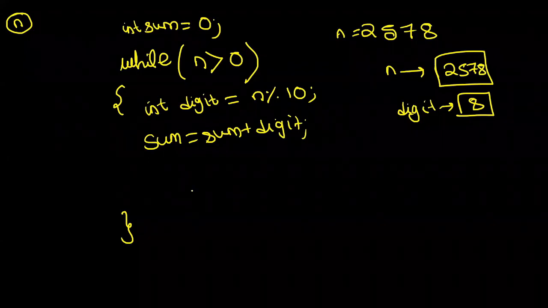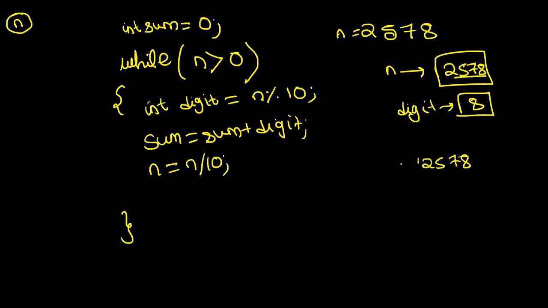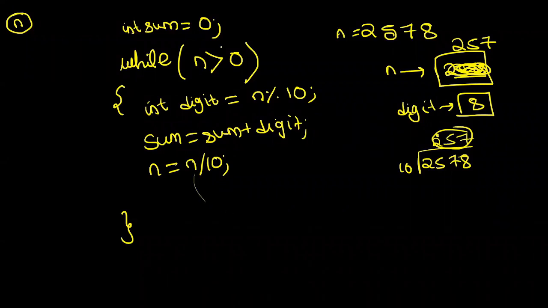So what do I do, guys? I do n is equal to n divided by 10. So when I do this, what is the value of n? n is 2578, right? So when I divide 2578 by 10, the quotient will be 257. Look at the quotient, guys. It is like the number 8 has been removed from the number. This new value 257 will be assigned to n. So now the value of n becomes 257. It is just as good as if you have chopped off 8 from the number. Now you again go back to the while loop condition.